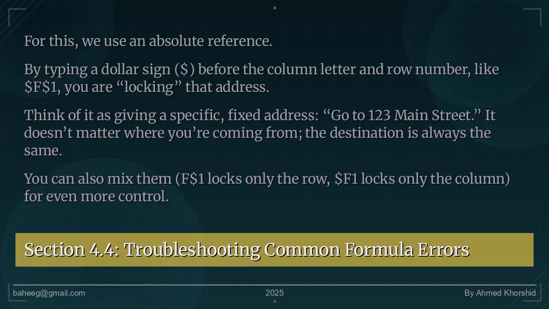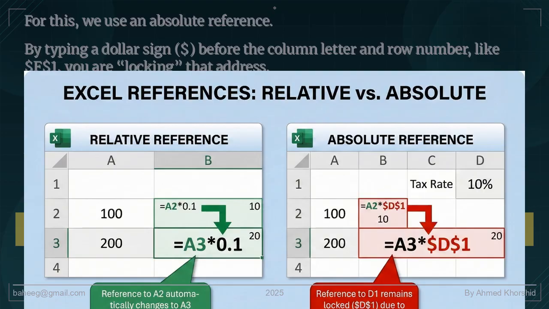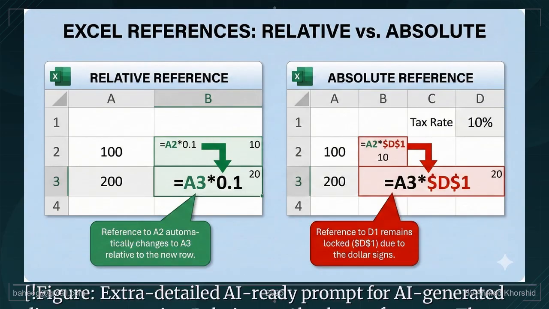Section 4.4, Troubleshooting Common Formula Errors. Figure: extra detailed AI-ready prompt for an AI-generated diagram comparing relative versus absolute references. The image should be split into two side-by-side Excel-like grids. The left grid, labeled relative reference, shows a formula equals A2 times 0.1 in cell B2. An arrow shows this formula being copied down to B3, which automatically becomes equals A3 times 0.1.